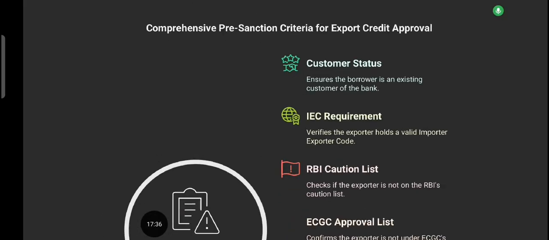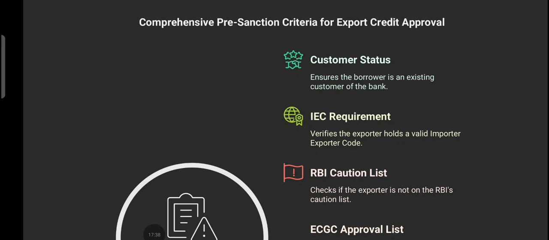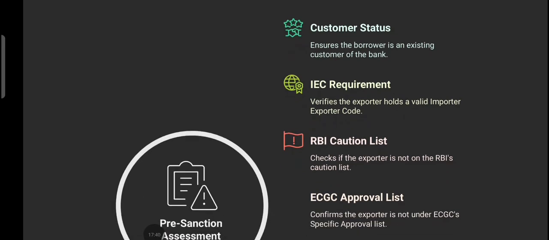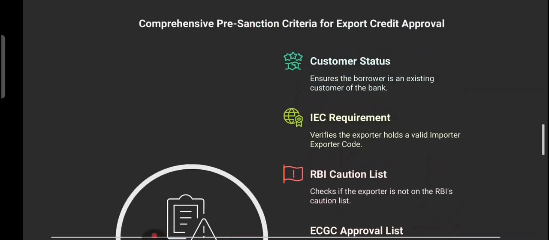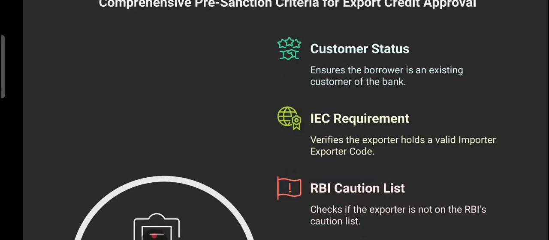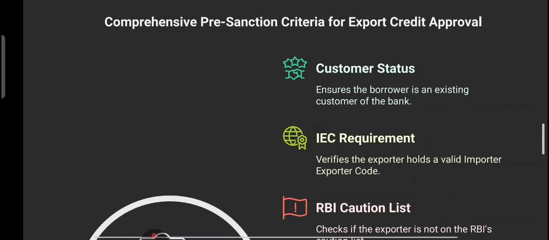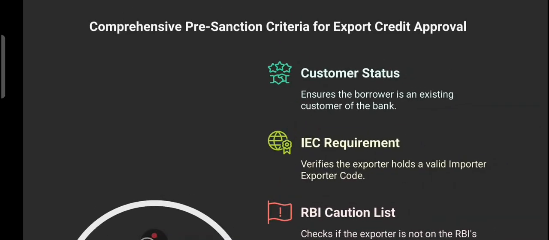Now friends, let's talk about comprehensive pre-sanction criteria for export credit approval. First of all, customer status. In the pre-sanction assessment, ensure that the borrower is an existing customer of the bank. IEC requirement, Importer Exporter Code. I told you, verify that the exporter holds a valid Import Export Code. Pre-sanction criteria here means pre-shipment criteria. So the exporter has not shipped the goods yet, and the bank is financing the exporter before shipping the goods. That is called pre-shipment. So these are the conditions which the bank must ensure.